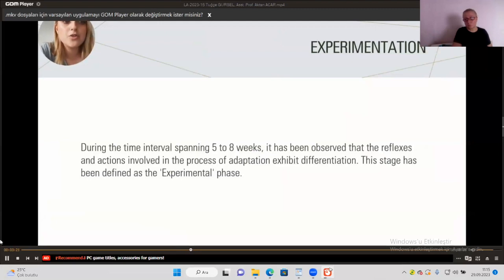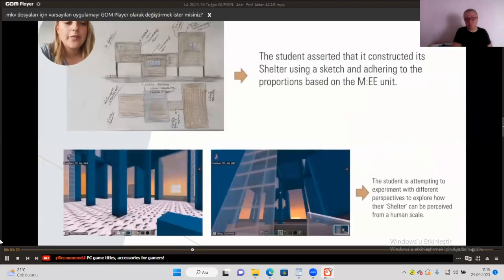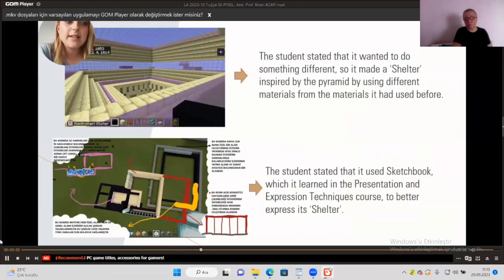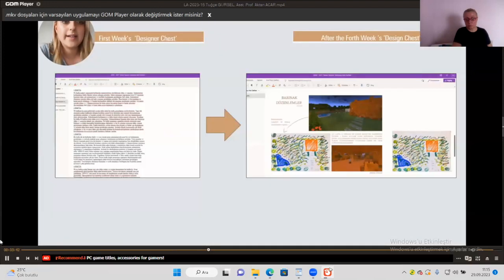To summarize the observed student situations with a few examples, the first student asserted that its constructor is sheltered using a sketch and adhering to the proportions based on the Minecraft Education Edition unit. The second student expressed that it modified the materials of the shelter it conducted, as it believed the shelter should be more harmonious with its surroundings. The students are observed trying different scale experiments with the help of various software programs. They are seen placing human silhouettes on different scales within their designs to achieve different expressions.